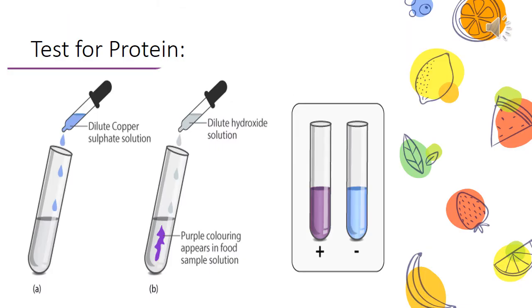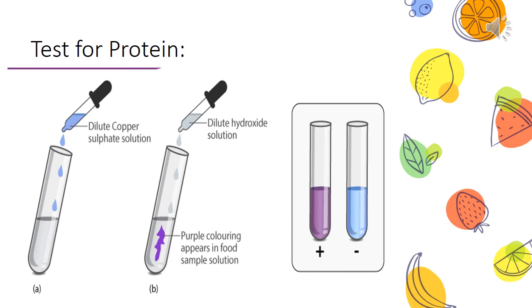Further, let's see the test for proteins, how the presence of protein is detected in a food item. For this, the material required is a food sample which is rich in proteins. You may take egg white or milk. Then you need copper sulfate solution, which is blue in color. You will need sodium hydroxide solution, well known as caustic soda, which is transparent in color, and a test tube.